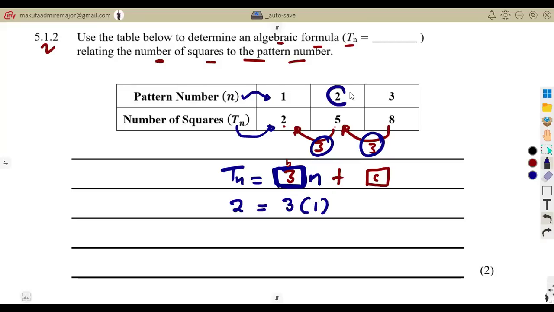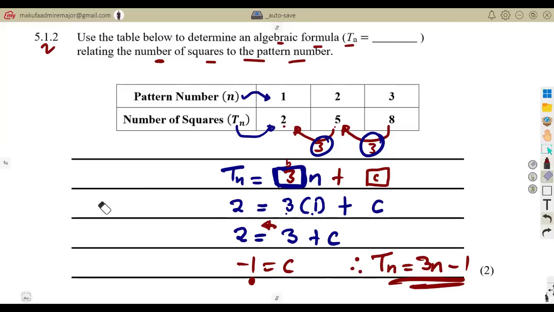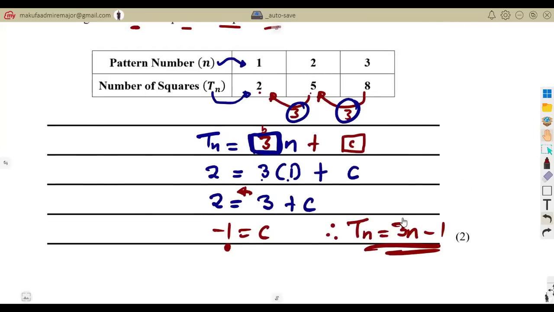You can use the second one versus a 5. You can use the third one versus 8. It is up to you. You're going to obtain the same. Calculate this. So 2 is equal to 3 times 1, which is 3, plus C. Take this to the other side, which is minus 1. So minus 1 is equal to C, must be equal to 3n, this one, 3n plus C, where our C is minus 1. So that's how you're going to have your algebraic formula from this information that we were given.